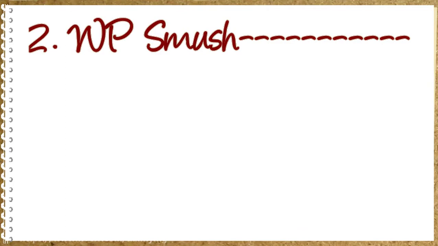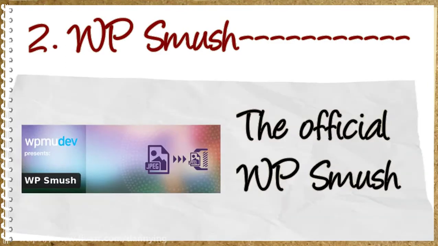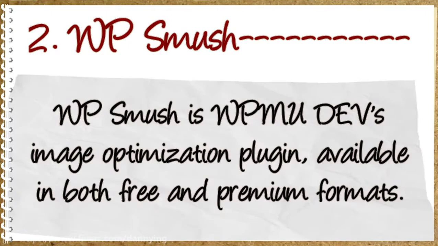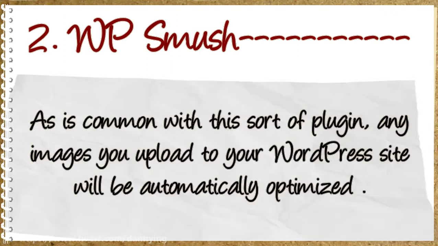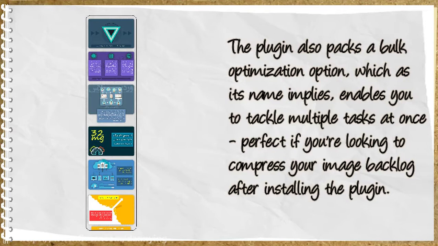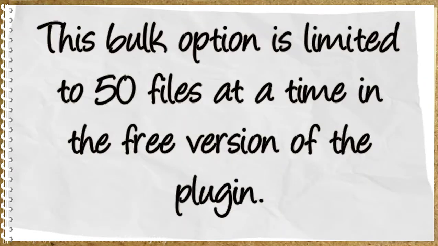2. WP Smush. The official WP Smush header. WP Smush is WPMU-Dev's image optimization plugin, available in both free and premium formats. As is common with this sort of plugin, any images you upload to your WordPress site will be automatically optimized. The plugin also packs a bulk optimization option, which, as its name implies, enables you to tackle multiple tasks at once, perfect if you're looking to compress your image backlog after installing the plugin. This bulk option is limited to 50 files at a time in the free version of the plugin.